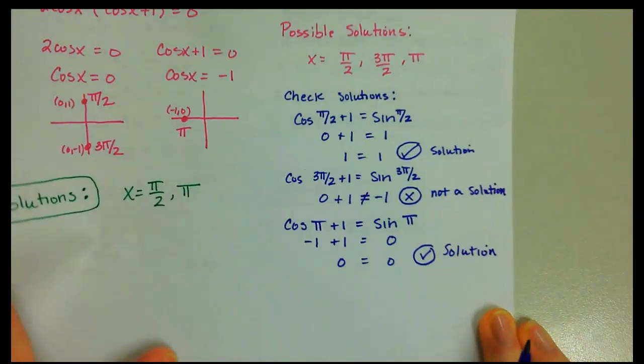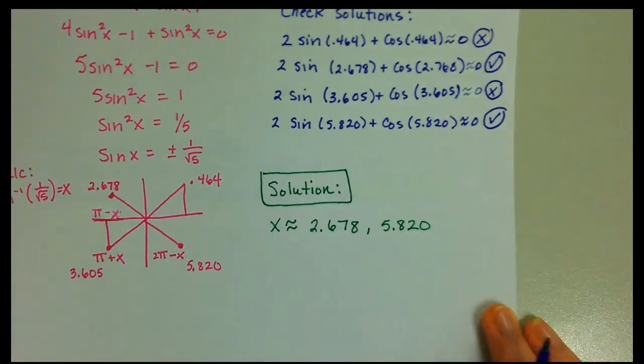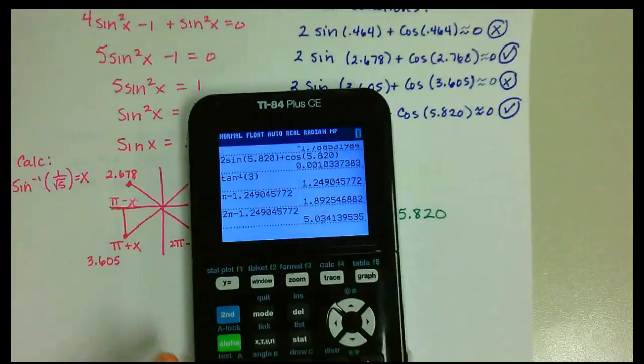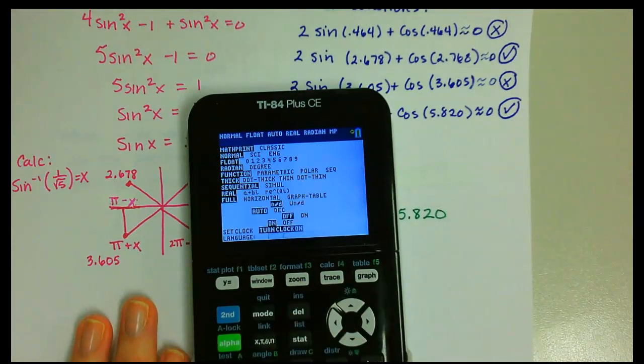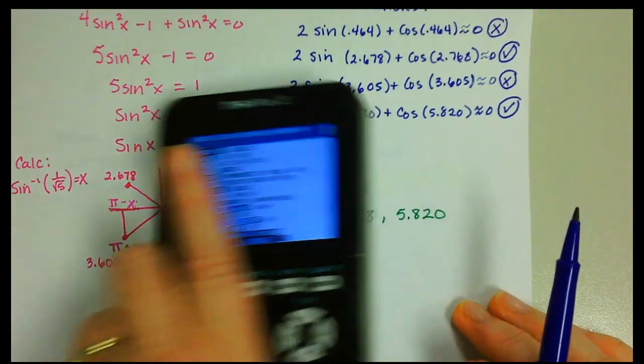All right, moving on to number 5, 5 and 6, you're going to want to have your calculator handy. You're going to want to make sure that you are in radian mode. So mode, make sure it says radian right there. We'll change that if it doesn't.